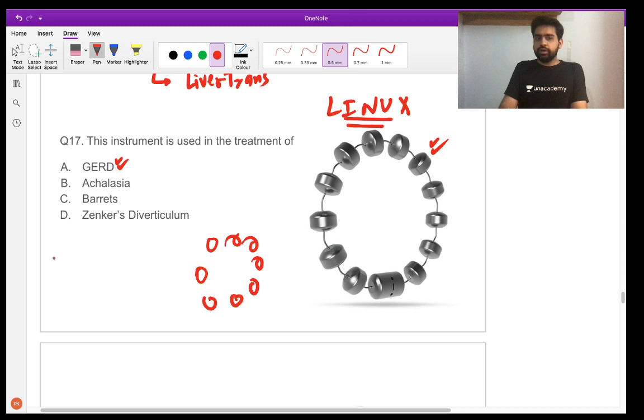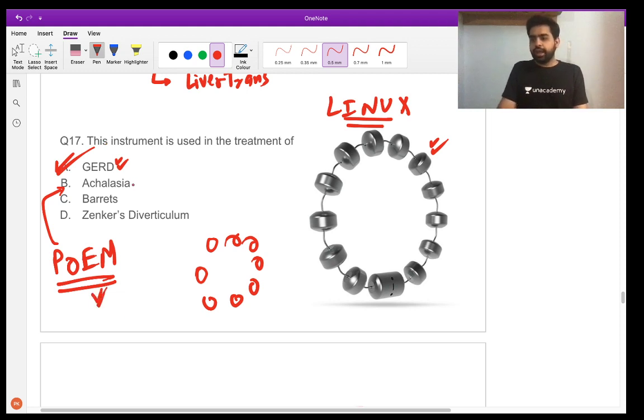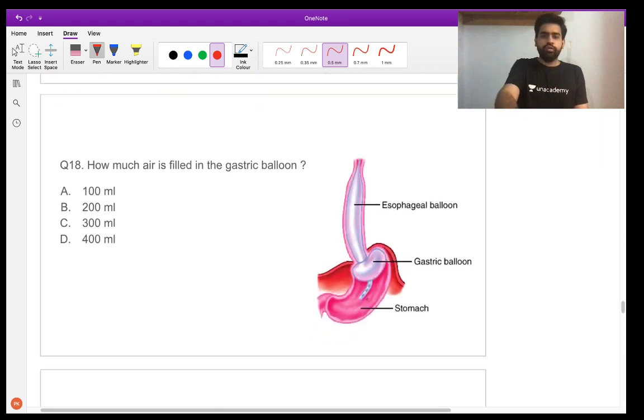And what is the full form of POEM? Where do you use this? This is a treatment for achalasia. It stands for peroral endoscopic myotomy. It is the treatment for achalasia cardia, but here the answer is GERD. This was already asked a couple of years back, so LINX can be asked. Very good, Shalini. Now let us move on to the next question.